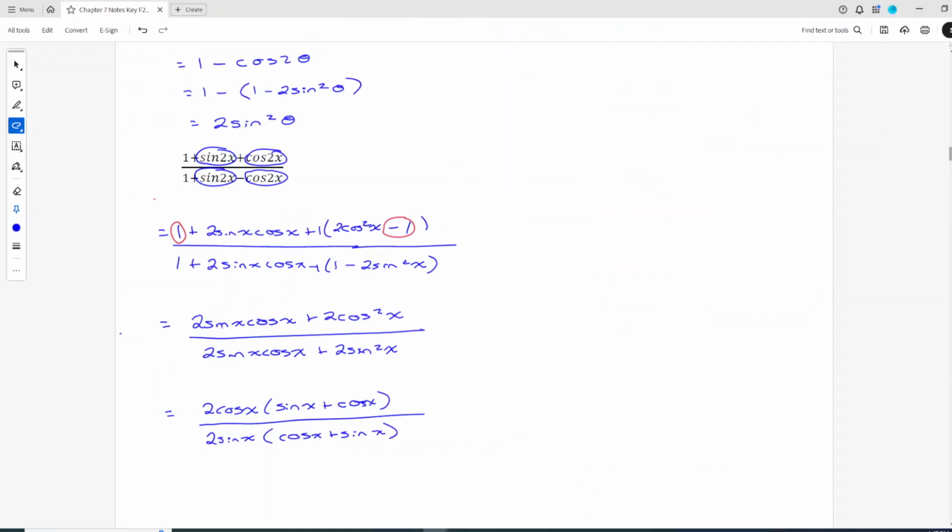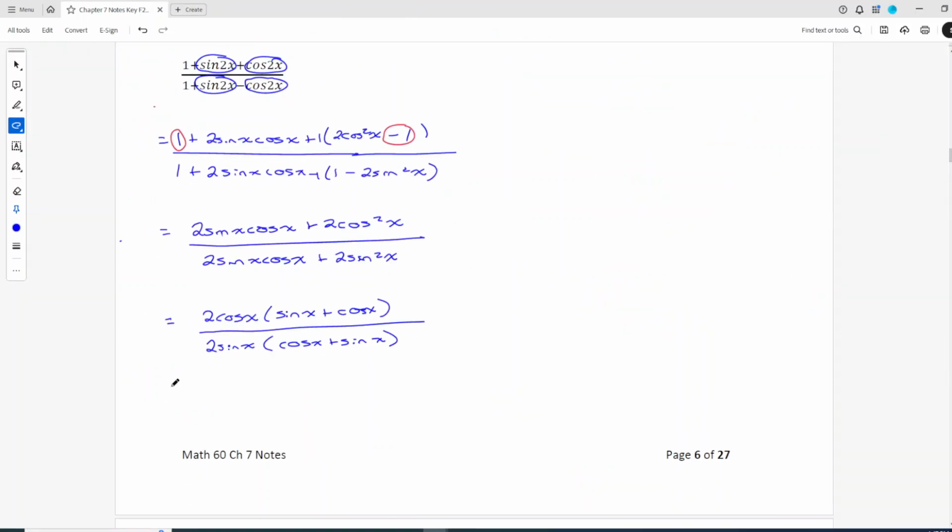Okay, keep going. What can I do now? Well, I can simplify the 2's, right? So 2 divided by 2 is 1. And then sine x plus cos x divided by cos x plus sine x is also 1. So then I'm left with cos x over sine x, which to me is a great answer, but I could also replace this with our quotient identity of cotan x.